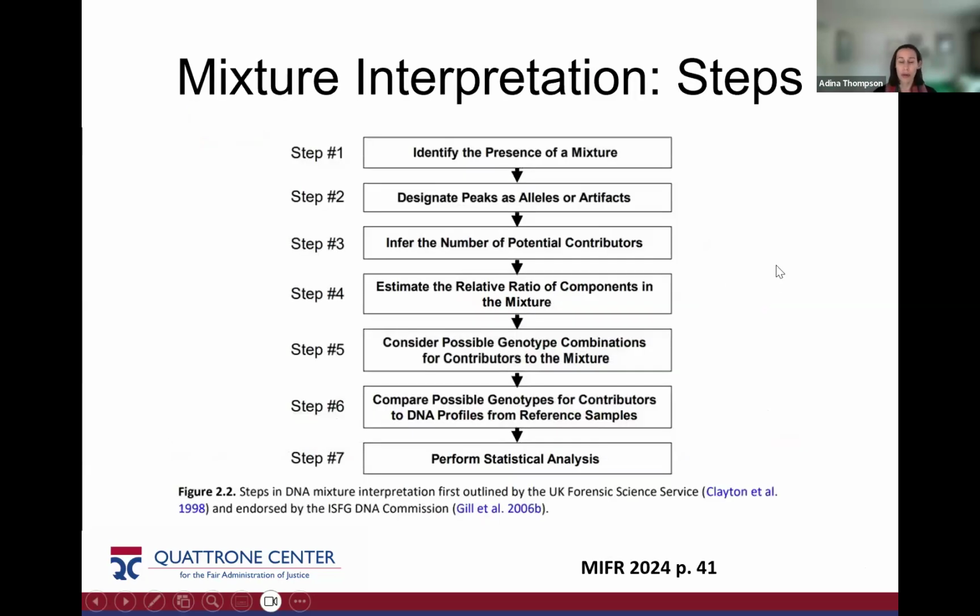This is one more image from the report that I want to mention. These are mixture interpretation steps. This is not new to the MIFR report. This has been something that the DNA community has recognized for a while. But this tells you a little bit more about what we're trying to accomplish in the interpretation phase of DNA.